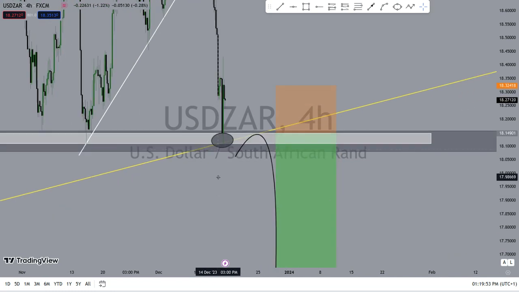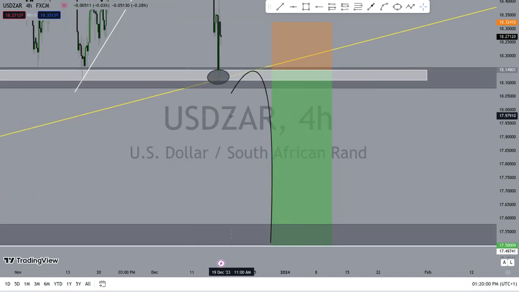So we're looking out for price to come down, break below this trend line, come to retest it, then you're going for the sell. And TP is just gonna be about here at 17.50009.